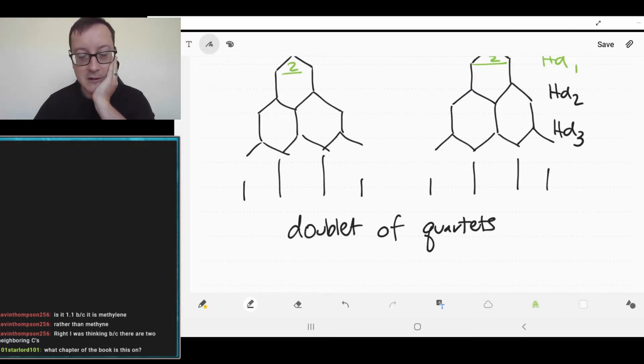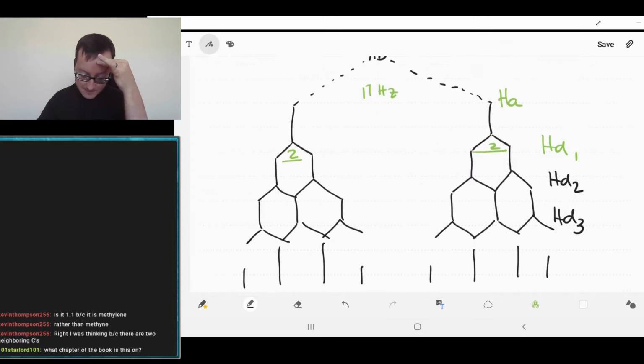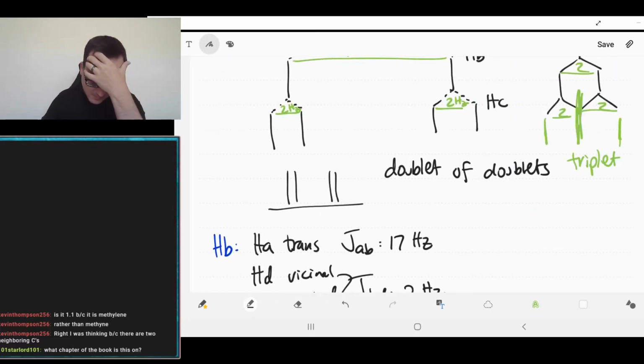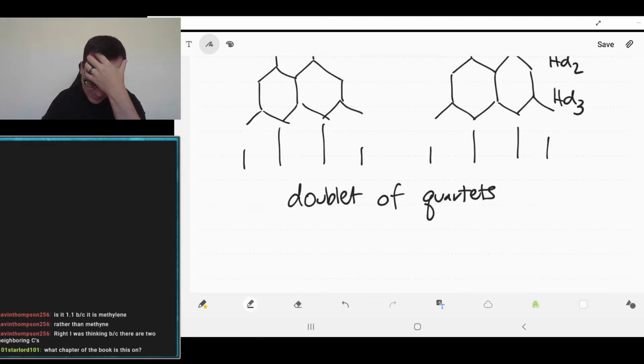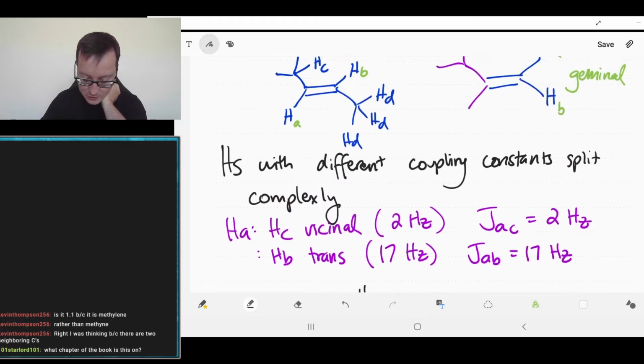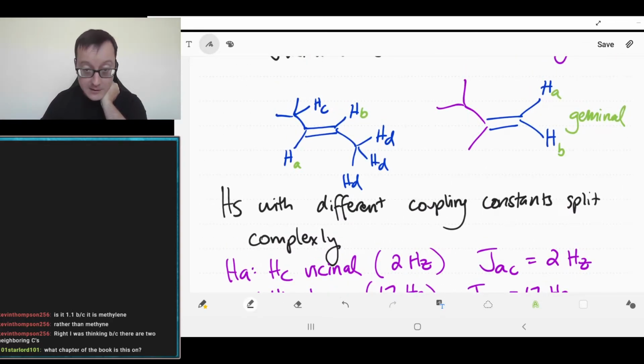Isn't that absurd? So we're going to see for HB a doublet of quartets. So we're going to see two quartets there as a result, because of this weird splitting. So HA shows us a doublet of doublets. HB shows us a doublet of quartets. And y'all thought we were done. No. Actually, we are. Because HD is going to just be plain old doublet.